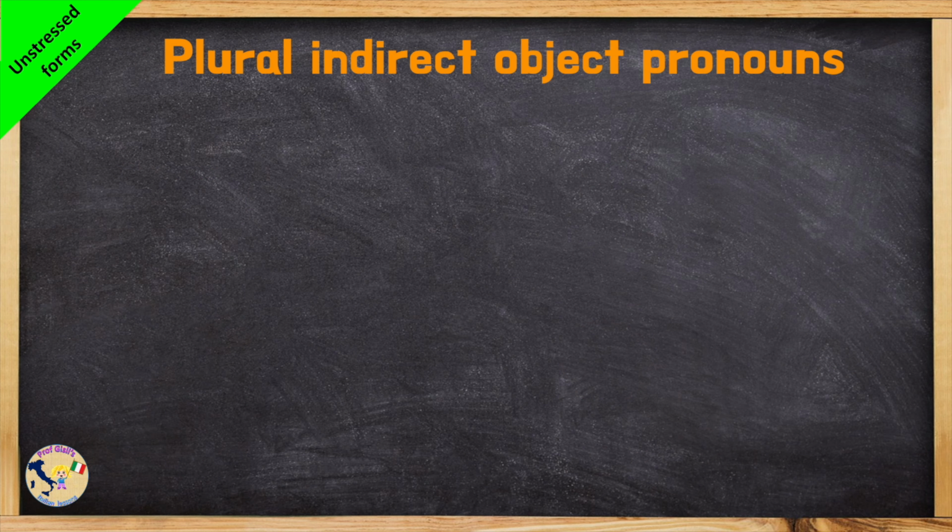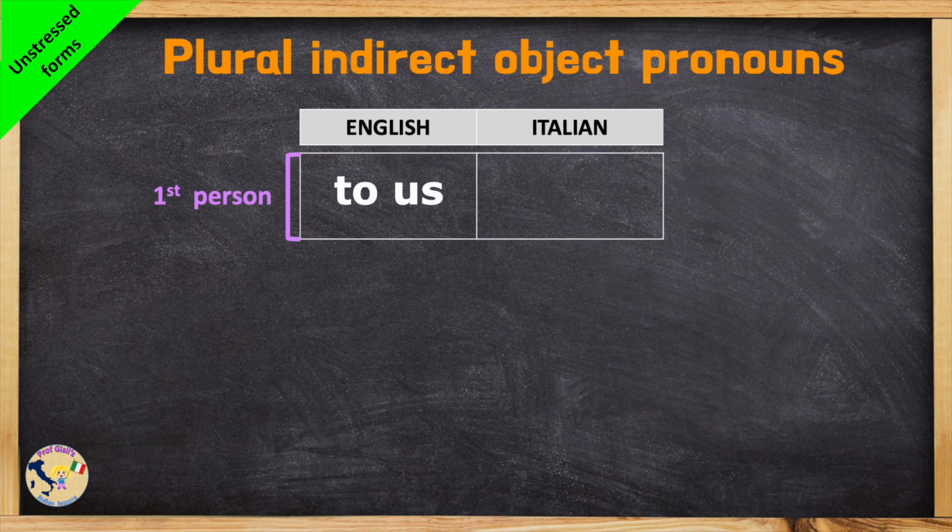Plural indirect object pronouns, unstressed forms. First person plural, ci. Second person plural, vi. Third person plural, gli. There is another third person plural unstressed indirect object pronoun form, loro, but it is slightly more formal, and nowadays gli is the form most commonly used.